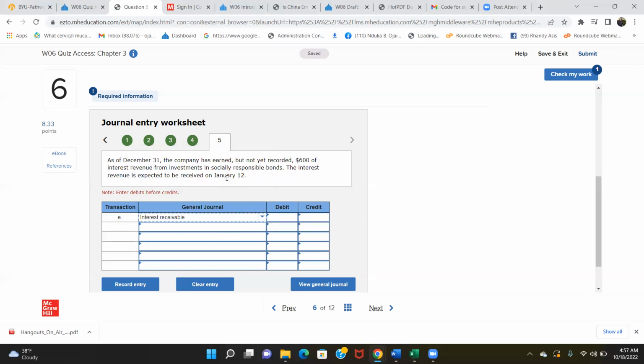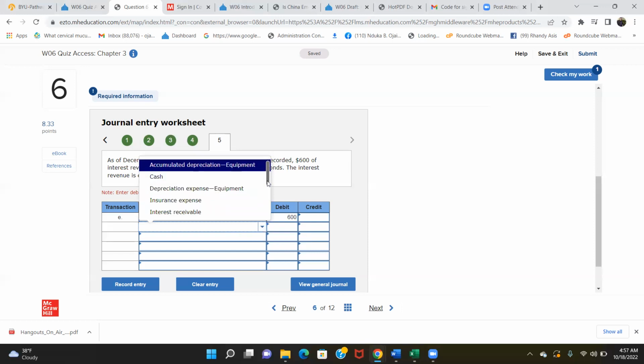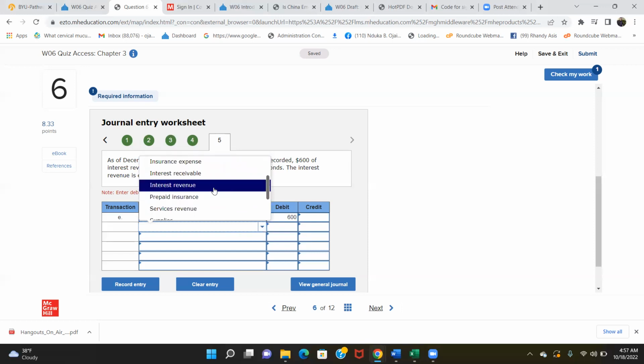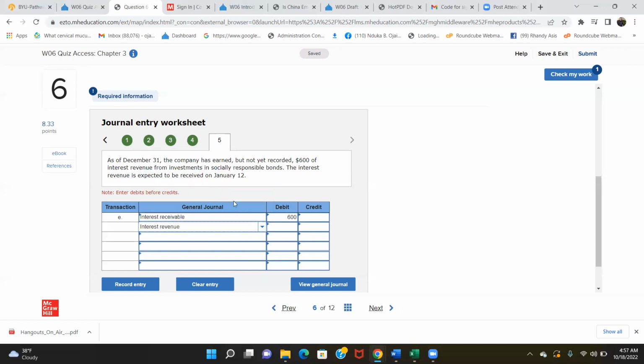interest receivable, and then you debit it for that amount, $600. And then you now look for interest revenue, yes. And then you credit it for that amount and enter it. So that is how it is. That's how you solve those 5 questions.